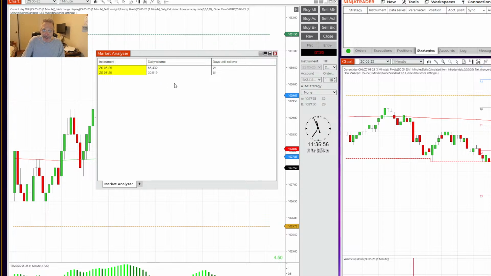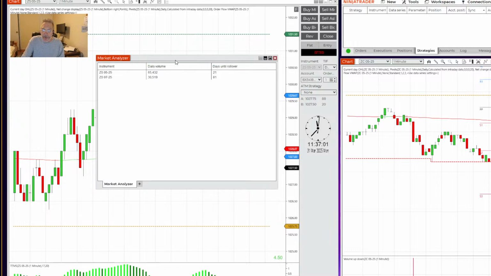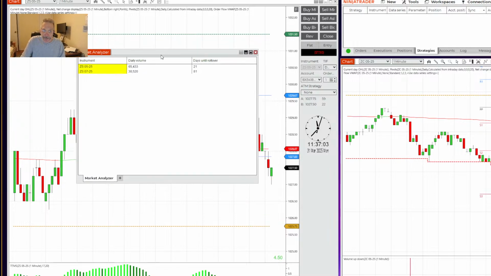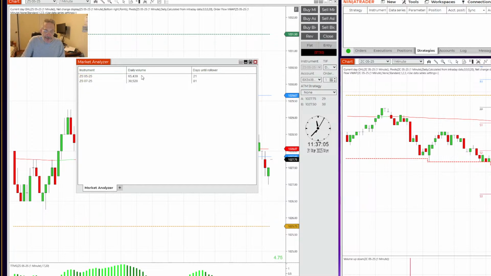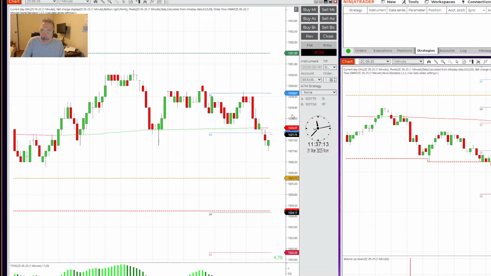30,000 is significant volume on a future contract months away from rollover. It's almost a month away from rollover. And then corn also should be trading ZC 525.